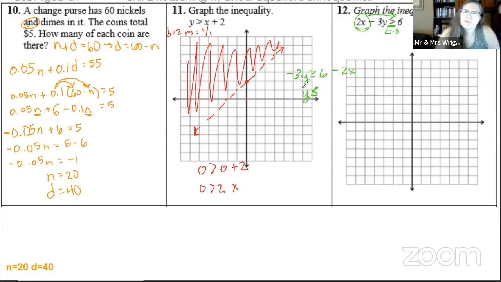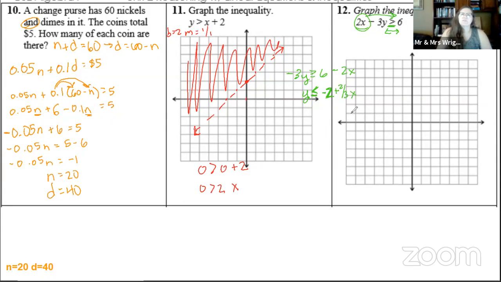So negative 3 divided by 3 is just 1, so it's going to be just y. 6 divided by a negative 3 is a negative 2. Let's use our calculator. 6 divided by negative 3 is a negative 2. Looks like a z, but it's a 2. And then negative 2 divided by a negative 3 is a positive 2/3 x.